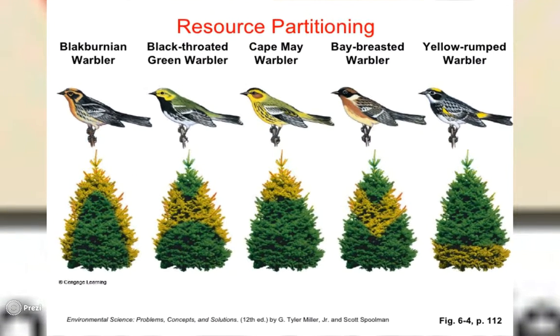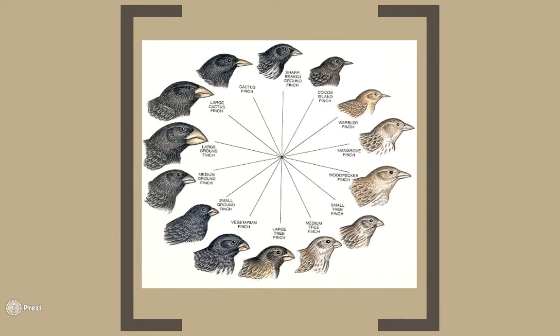Resource partitioning can occur on scales as small as single trees, where different birds will occupy different areas of the tree depending on their niche. In this way, they can reduce competition and all gain an advantage. Over time, this separation leads to speciation, and you end up with many species of finch, each with its own special diet. This is what we know now, but in Darwin's time, this was all a mystery.